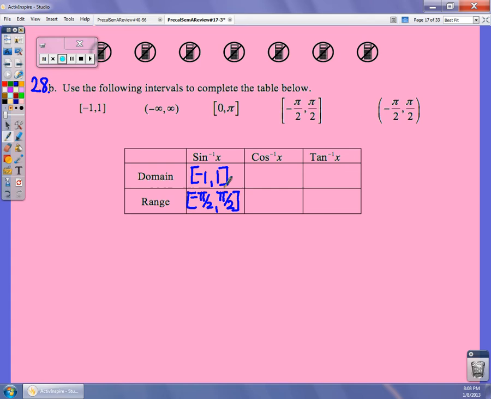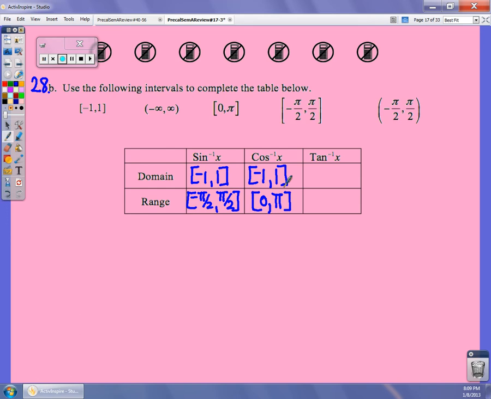We can do the same thing for cosine. Remember, cosine, our domain is 0 to pi, and our range is negative 1 to 1. And so I switched those for the inverse functions.